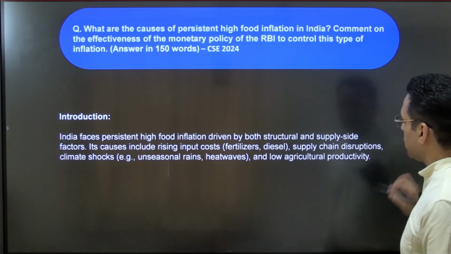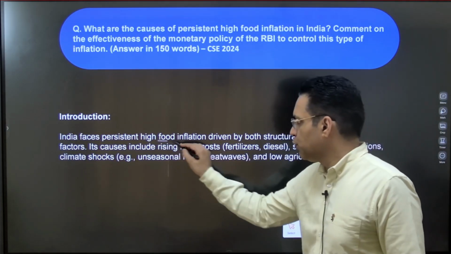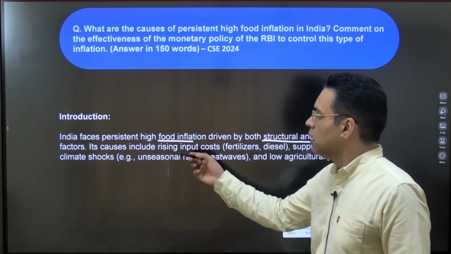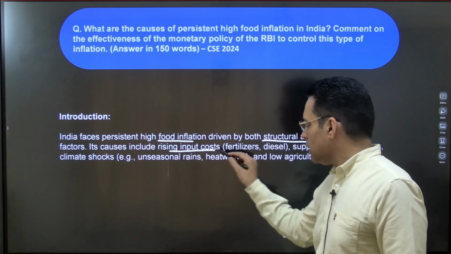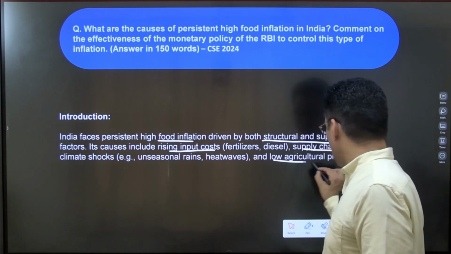So, the introduction is like this. India faces persistent high food inflation driven by both structural and supply side factors. It is caused by rising input cost, supply chain disruption, climate shock, and low agricultural productivity.